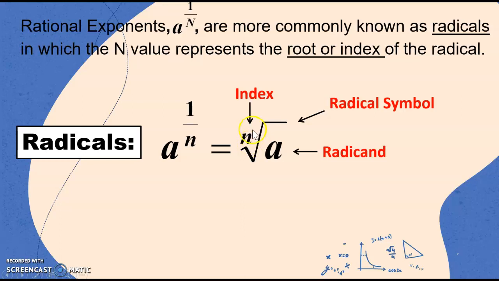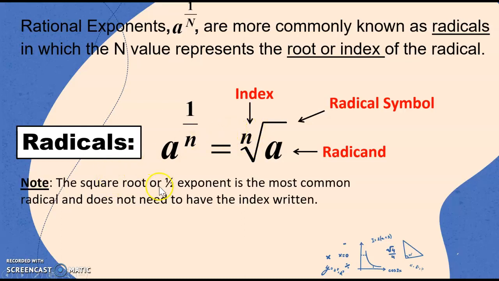Okay, so note that the square root or 1/2 exponent is the common radical and does not need to have the index written. So what does it mean? So if a particular example, a to the power 1/2, when you write that into radical form, you don't need to write anymore the index, which is the denominator here. So if you notice, there's no number written here anymore. So this is what it means: the square root or 1/2 exponent does not need to have the index written in the radical form, right?